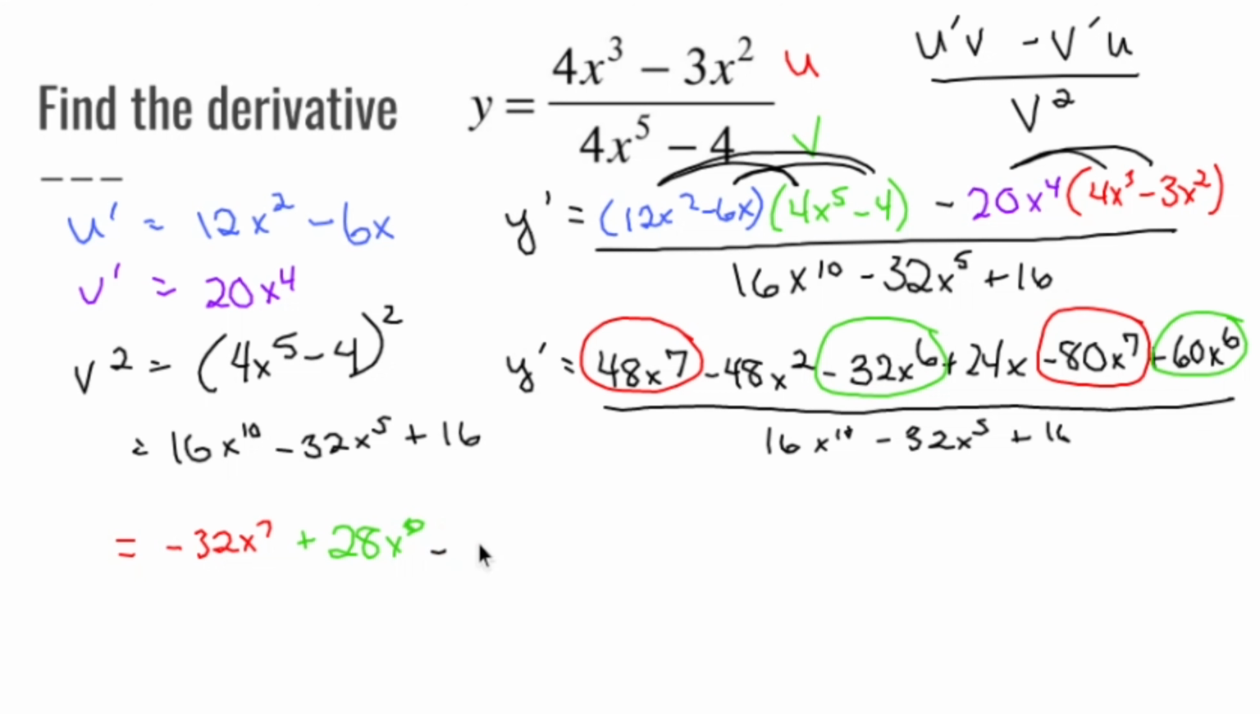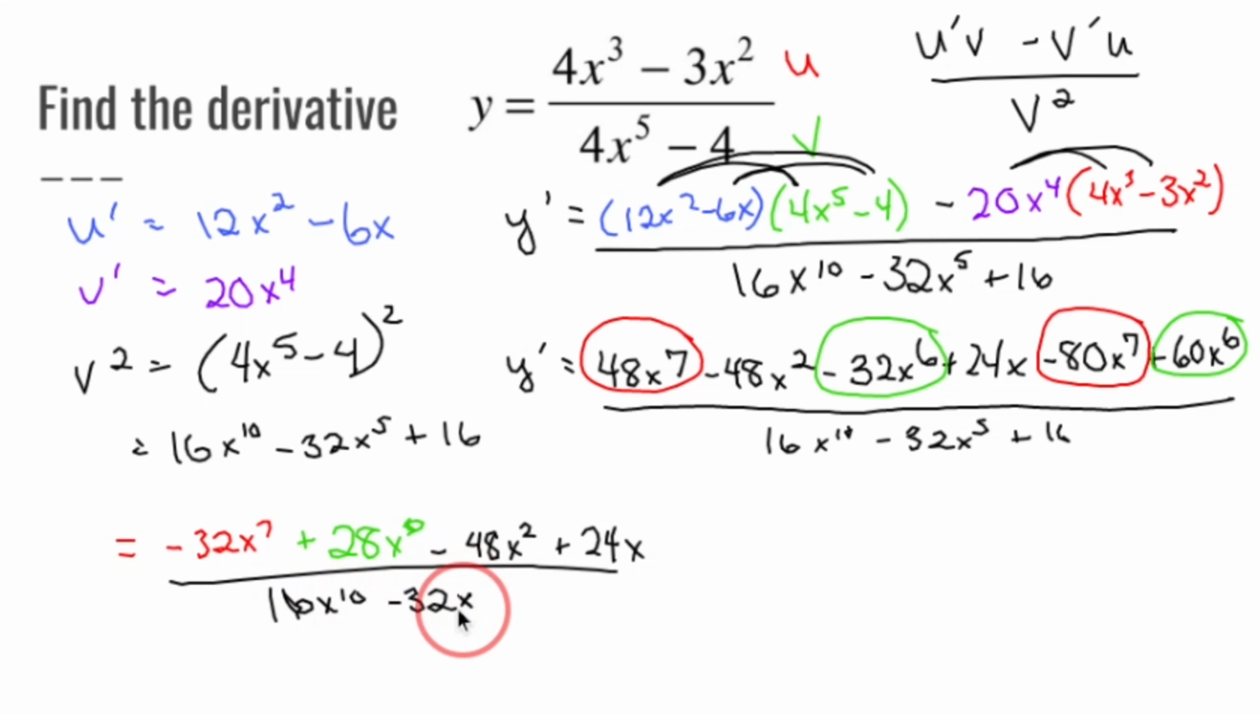So negative 48x squared plus 24x. All right. I think I'm good. 16x to the 10th. Oh my gosh. 16x to the 10th minus 32x to the 5th plus 16.